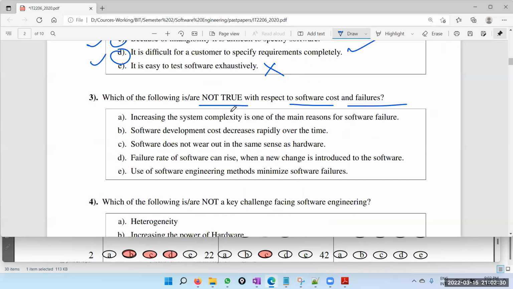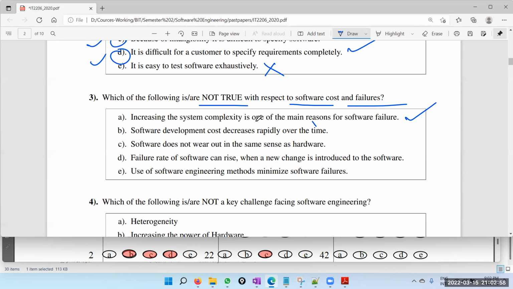Increase in the system complexity is one of the main reasons for software failures. Yes, right. So when the system is getting more and more complicated, there's a higher chance of failure, right? So we can take it as a correct one. Software development cost decreases rapidly over time. Is that the case? No, right?